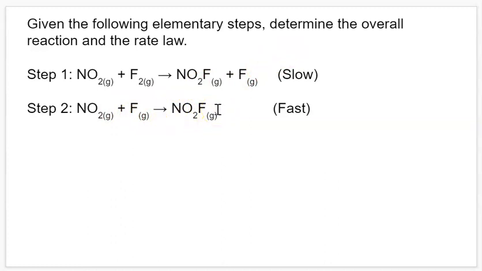So to get the overall reaction, we're going to want to sum everything up and then cancel out everything that appears on both sides. We can see that the F being produced in the first step is consumed in the second step, so those are going to cancel out.